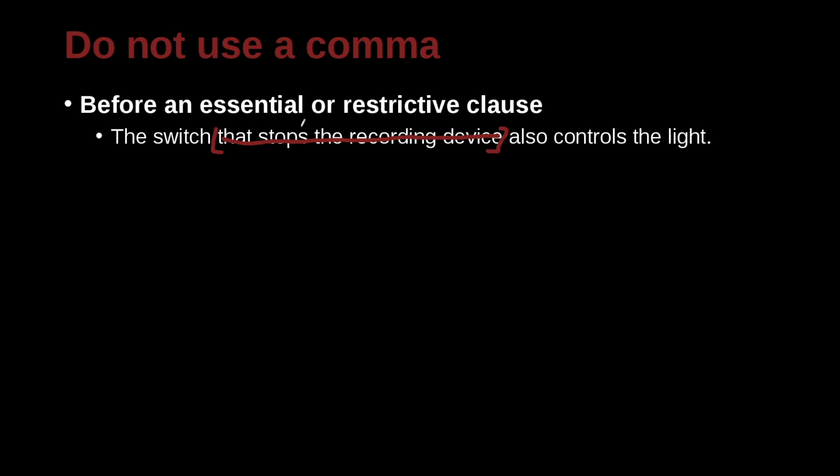So the problem here is, which switch do you mean? This could be many switches. It just says the switch also controls the light. But that's not the meaning of this sentence. This sentence means a special switch. It's a special switch that stops the recording device. That switch also controls the light. So maybe there's an A switch. Maybe there's a B switch. Maybe there's a C switch. The B switch controls the recording, and the B switch also controls the light. I do not mean the A switch. I do not mean the C switch. It must be this switch.